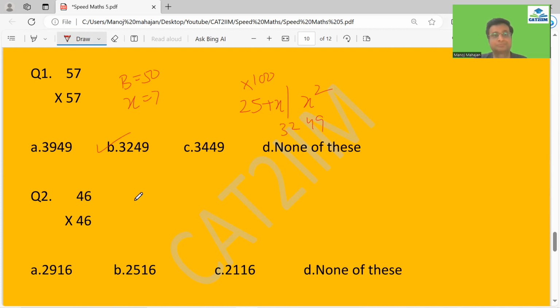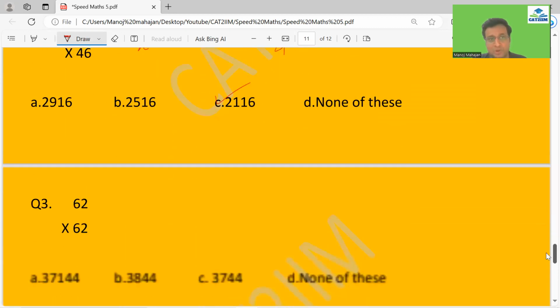The problem is over. What is x? Minus 4. What is base? Again 50. Let's apply this. Minus 4 square, 16. 25 minus 4, 21. Done. So look, the speed at which I'm solving.